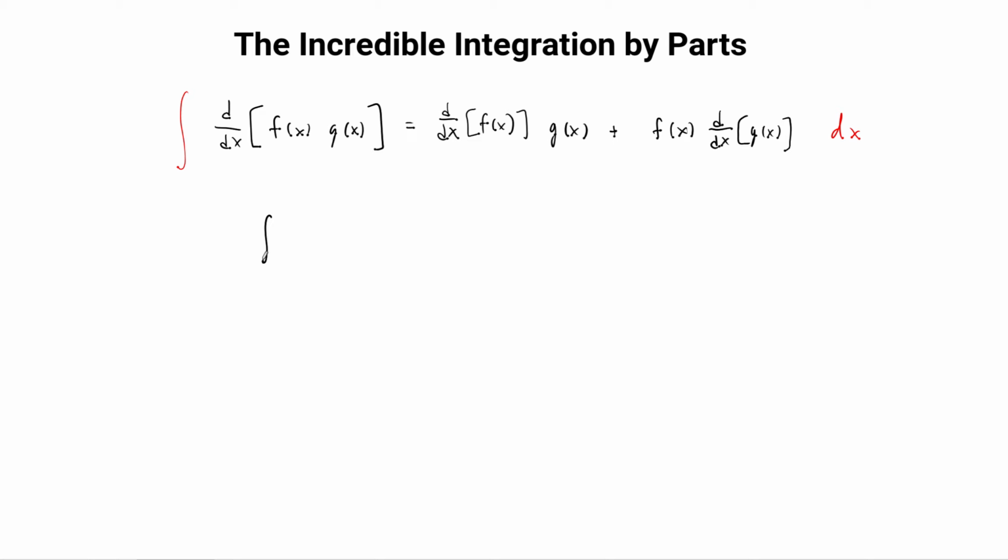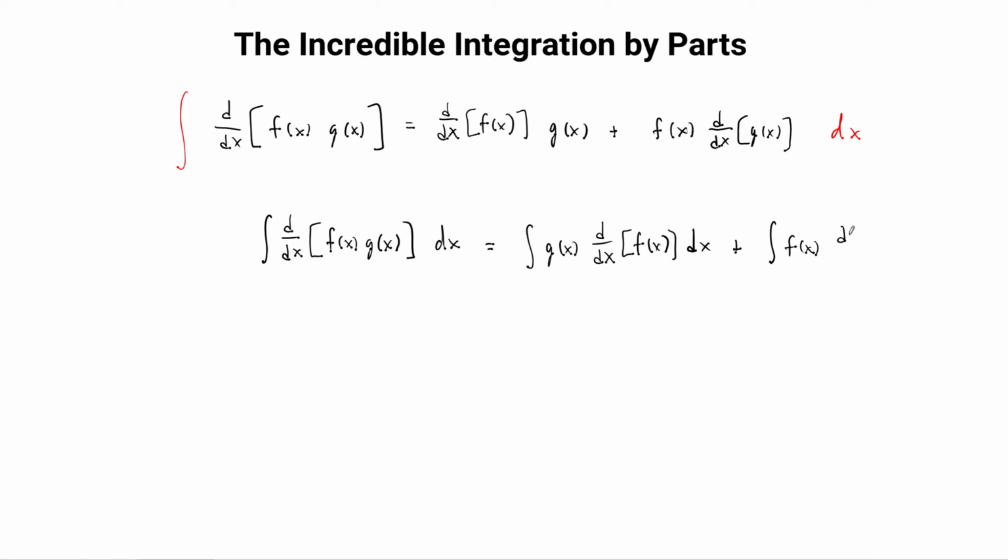And so what we end up with then is the integral of the derivative d by dx f of x times g of x dx right here equals the integral on this side. I'm going to change the order of these two just because we've got this derivative here. So this is going to be g of x times the derivative of f of x dx plus, this one's in a good order as far as the integral is concerned. This one is now the integral of f of x times the derivative with respect to x of g of x dx.